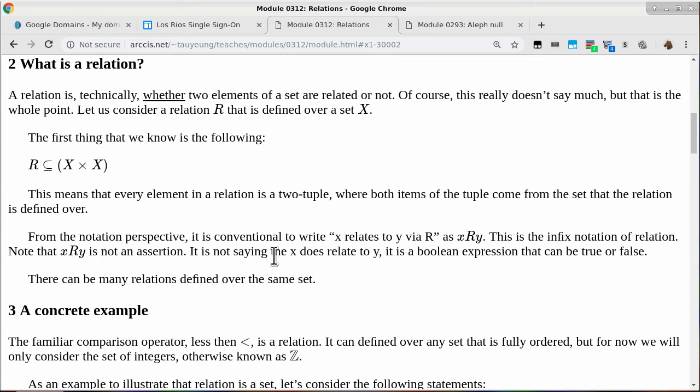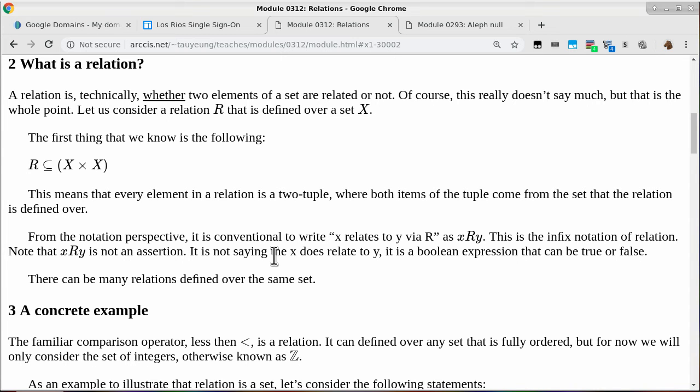It can equal X, but it is a subset of X Cartesian product with X. So this is how we say R is defined over a set X. That's just terminology. That looks pretty abstract, a bunch of symbols, right? You can look at R as "parent of," as a relation, and X is the current population.